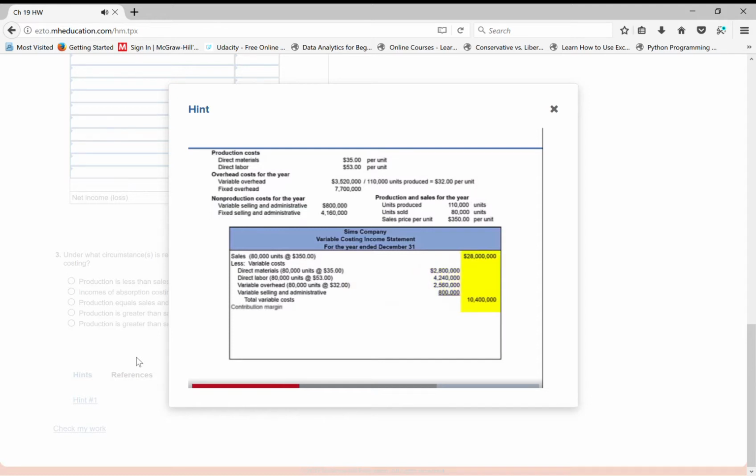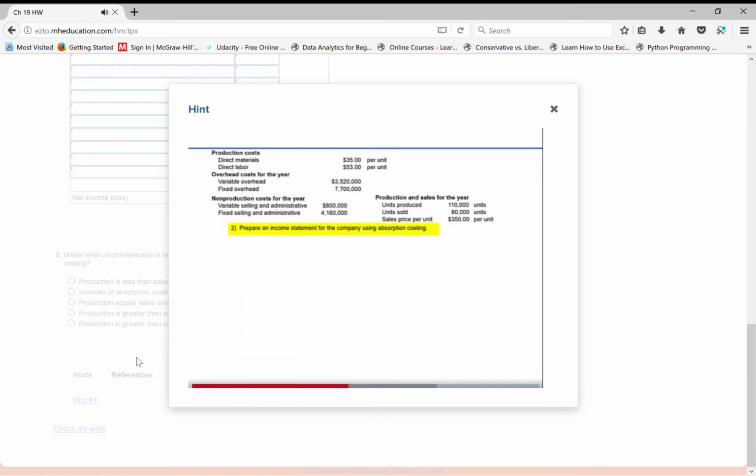Sales minus variable costs equals contribution margin, $17,600,000. From contribution margin, we subtract the fixed expenses. Fixed selling and administrative expense, $4,160,000, and all of the fixed overhead, $7,700,000. Total fixed costs, $11,860,000. Net income under the variable costing method is $5,740,000.